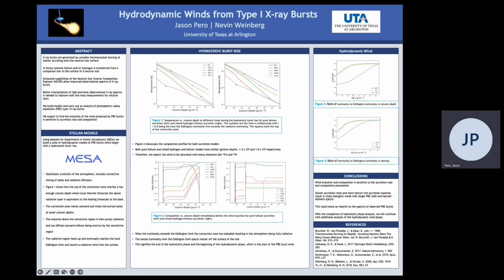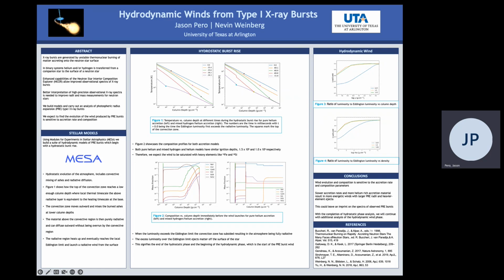NICER offers improved spectral resolution and sensitivity over its predecessor, the Rossi X-ray Timing Explorer, with a bandpass reaching down to 0.2 kiloelectron volts, which makes this instrument ideal for studying the soft X-ray portion of PRE bursts. Identification of metals in PRE burst spectra could be signatures of ashes ejected during nuclear burning.